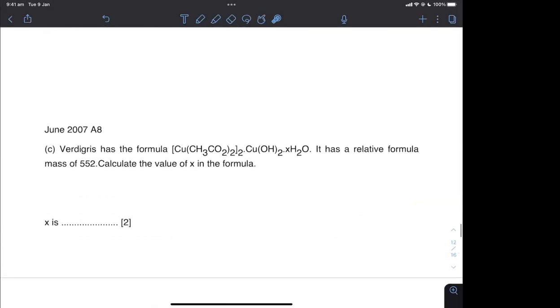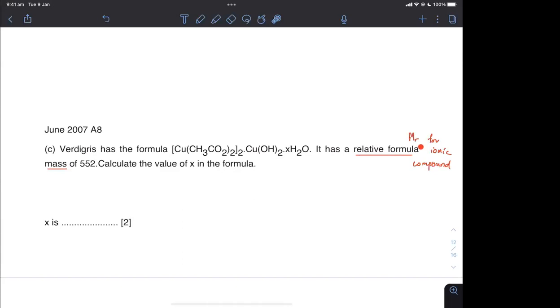A8. Okay. Oh, this is scary looking questions. All right, now, what do we have here? This thing is all about what do you understand by relative formula mass? Relative formula mass is also Mr, but it's Mr for ionic compound. It's just that for ionic compounds, we don't call them molecules. That's why they call it relative formula mass instead of relative molecular mass. But the way you calculate it is still the exact same thing.